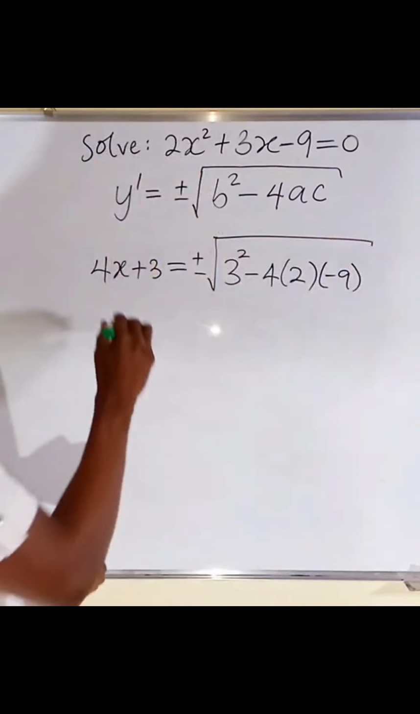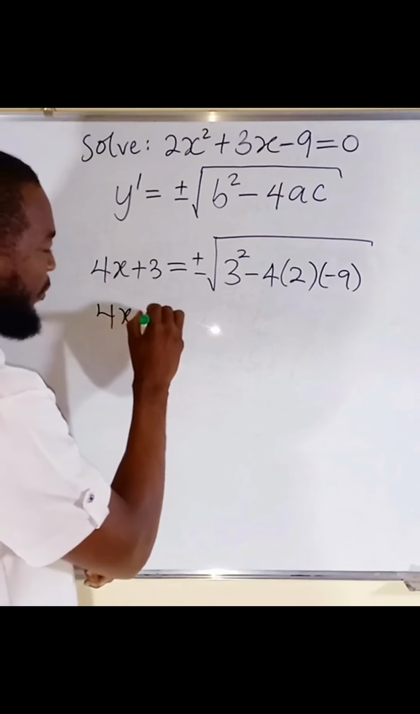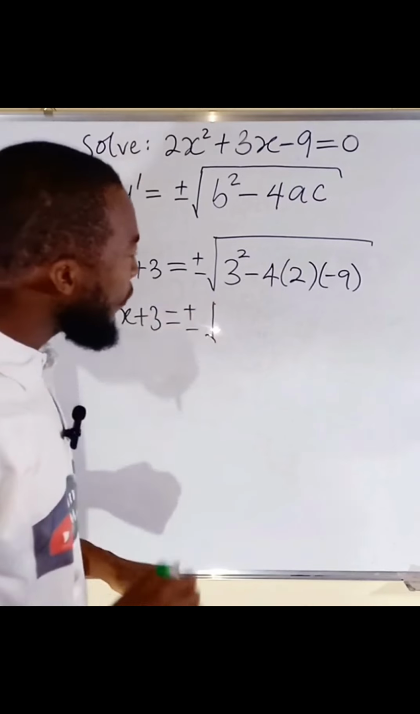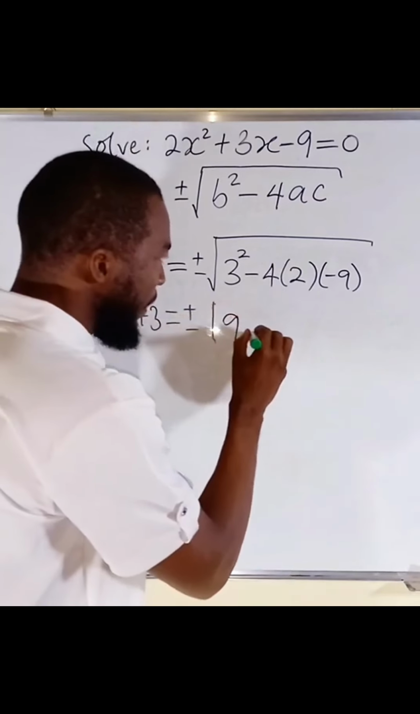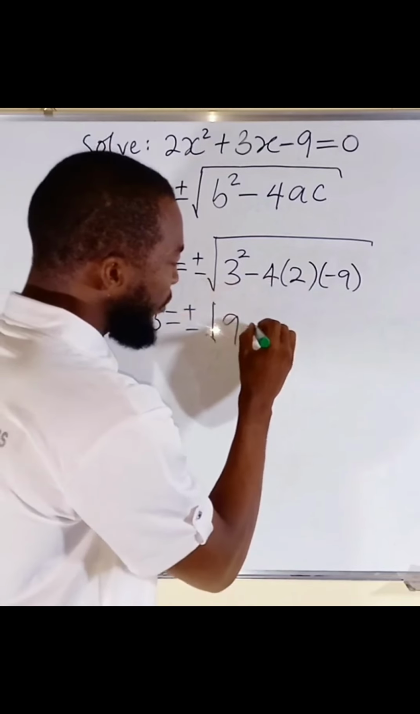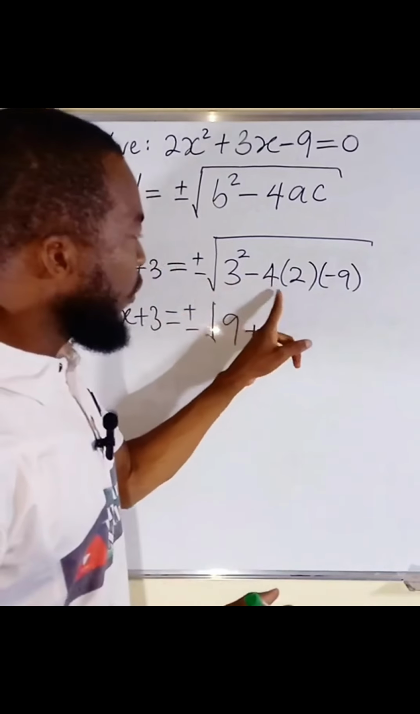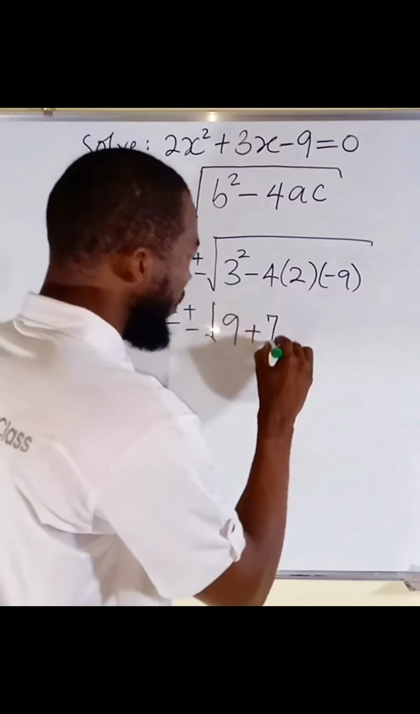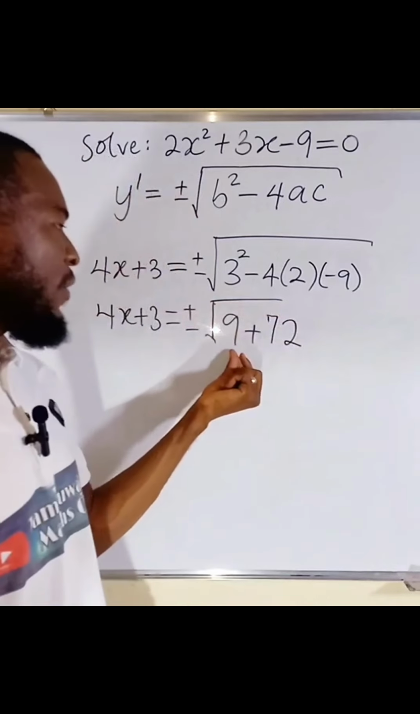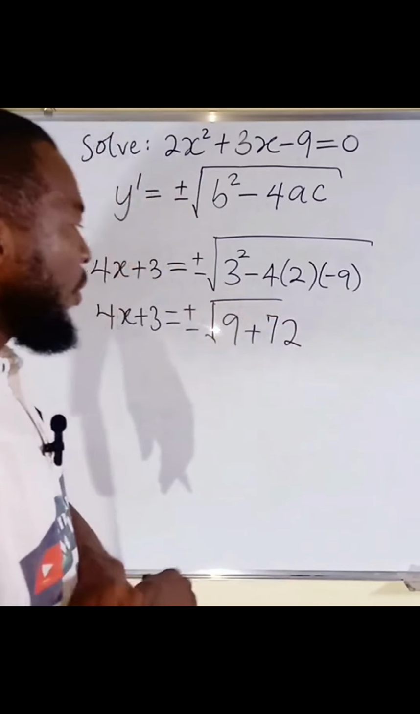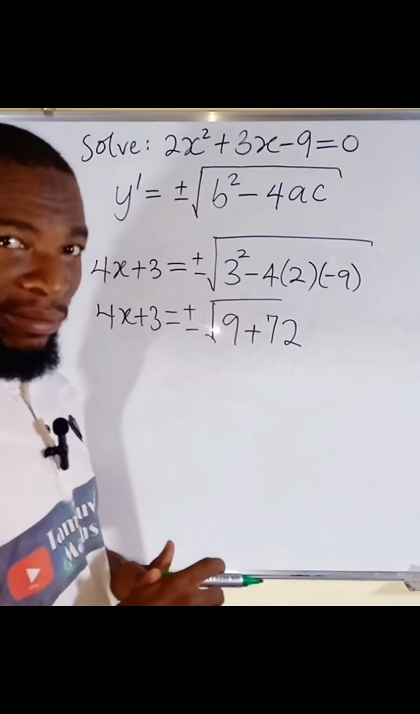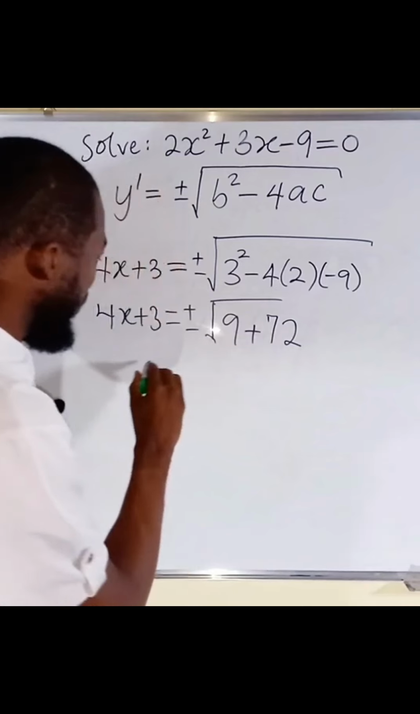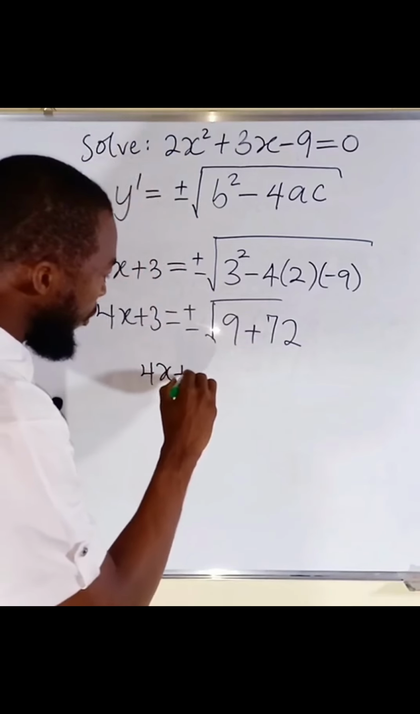Let's simplify this first. This is 4x plus 3 equal to plus or minus the square root of, this is 9, minus we have plus, 4 times 2 is 8, and 8 times 9 is 72, so we have 72 right here. And you know that if you add 9 and 72, you're going to obtain 81. And the square root of 81 is 9. So therefore, everything here is 9. We have 4x plus 3.